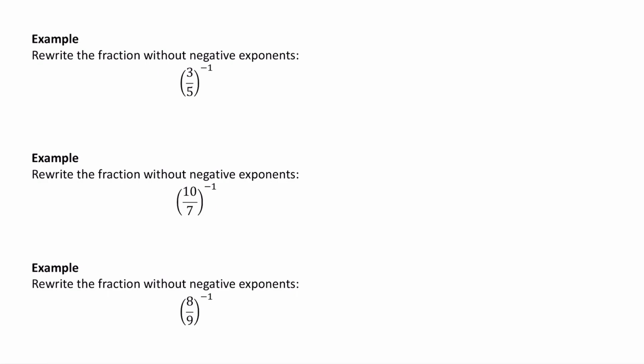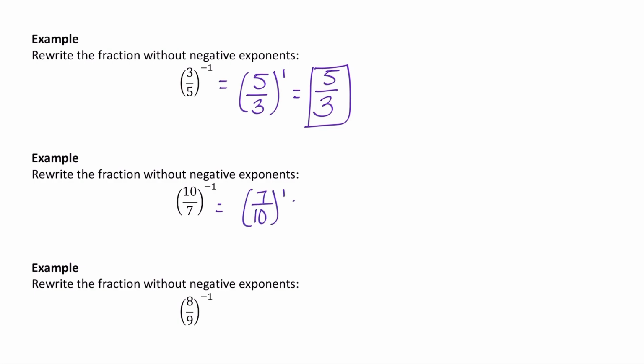So we have 3/5 to the negative 1. If I rewrite that as the reciprocal, I can have 5/3, and then that exponent will become positive. So 5/3 to the 1 will equal 5/3. So what if we have 10 over 7 to the negative 1? If we rewrite that, we get 7 over 10 to the positive 1, and that equals 7 over 10. If I have 8 over 9 to the negative 1, I can rewrite that as the reciprocal, and that'll take care of that negative exponent. So I have 9 over 8 to the 1, and that just equals 9 over 8.